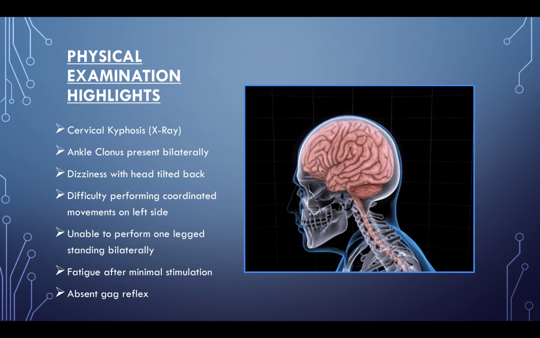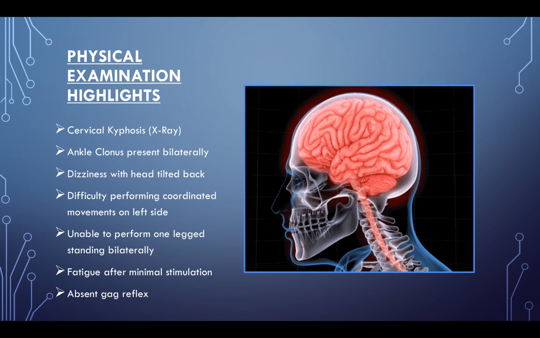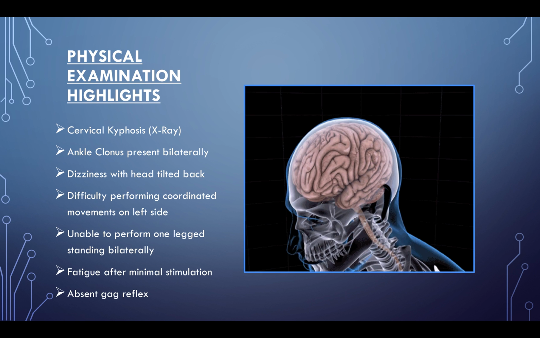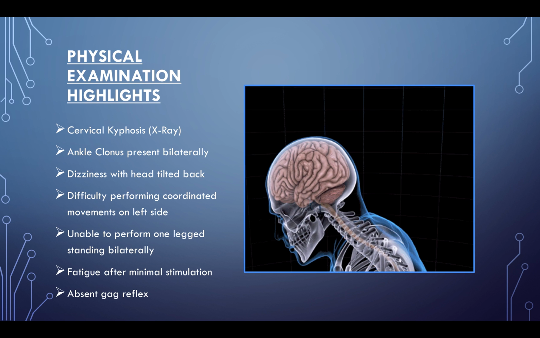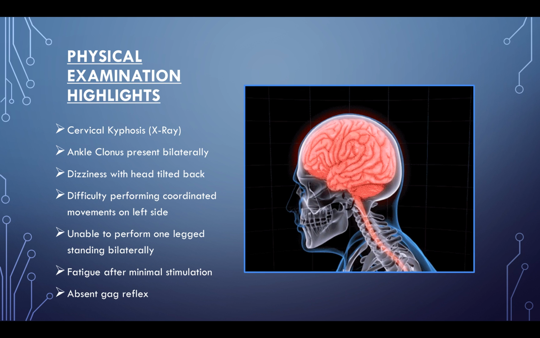Ankle clonus bilaterally, which is an upper motor neuron lesion sign. So we knew that there was some brain dysfunction because a good healthy brain should be able to mitigate an ankle clonus response. He had dizziness with his head tilted back. He felt horrible with his head tilted back in both canal positions of the right and left.